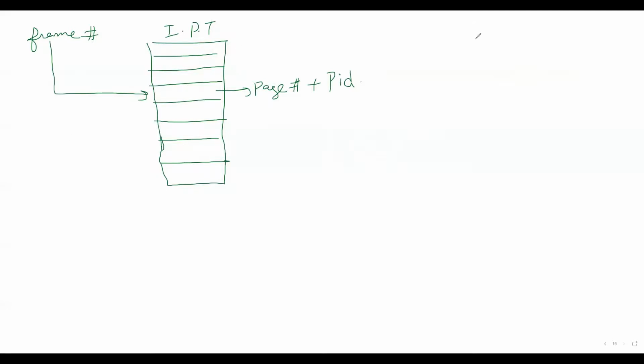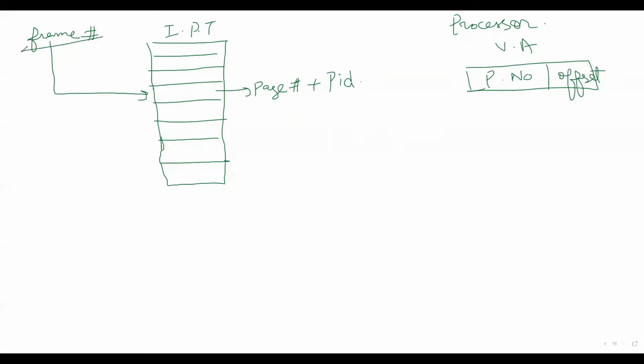Why is it hypothetical? Because our processor generates a virtual address, and the virtual address has page number plus offset. But we are accessing this inverted page table using a frame number. Where will we get the frame number? We have no method of getting the frame number. So how can we implement this particular methodology? Let me show you how this is actually implemented in the processors.